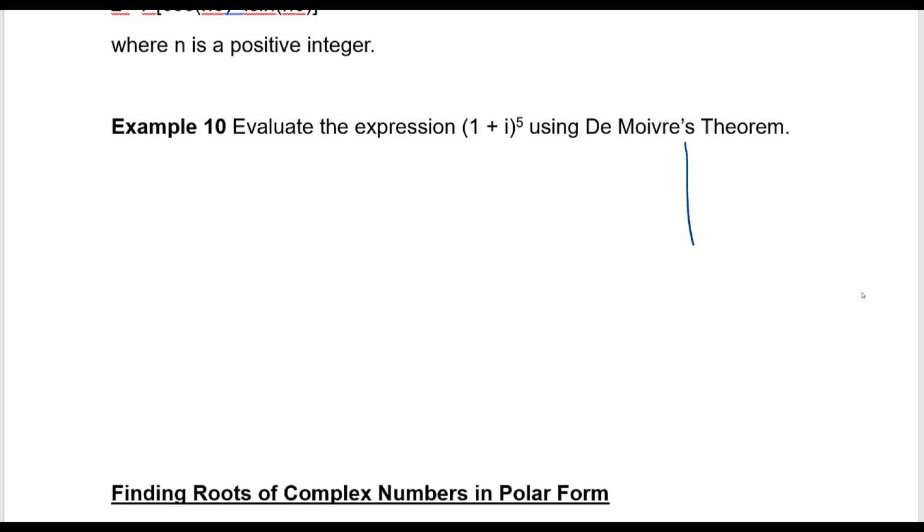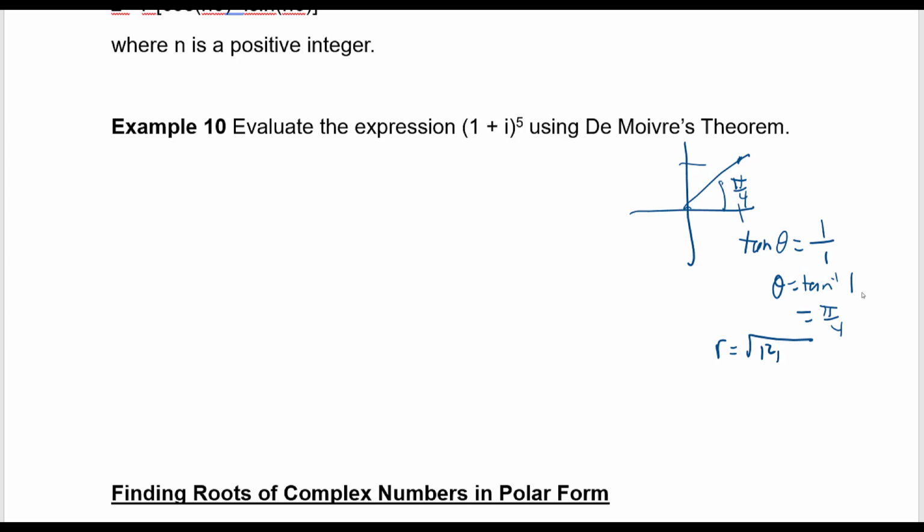Now, we could just graph this. This is a convenient one to graph because there are 1 and 1. So I think you can see pretty easily that this angle is pi over 4. If you weren't sure about that, tangent theta would be 1 over 1, so theta would be tangent inverse of 1, which is pi over 4. Likewise, r is going to be the square root of 1 squared plus 1 squared, which is the square root of 2.